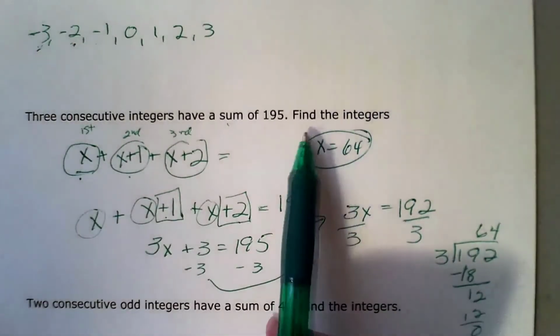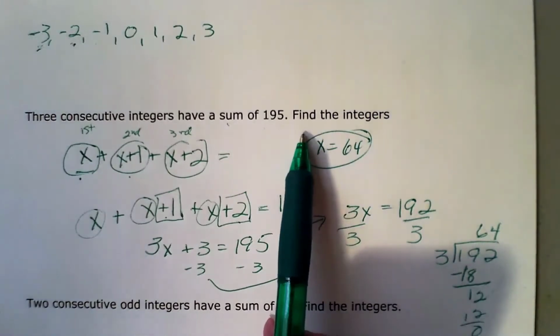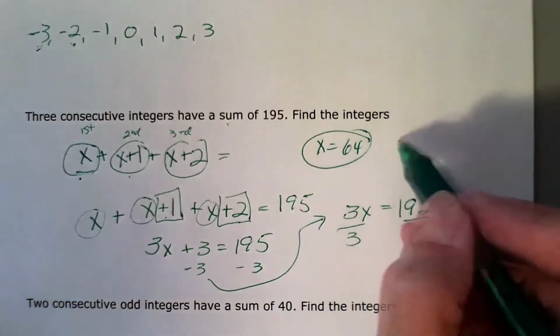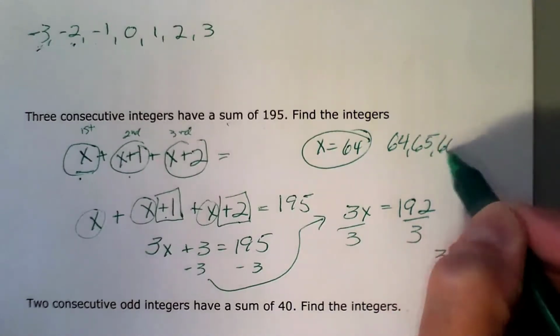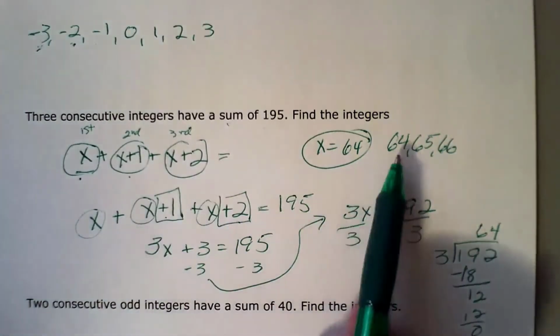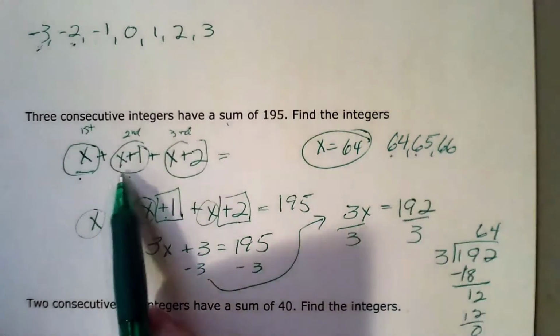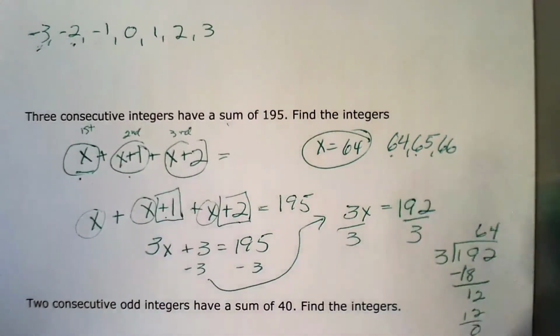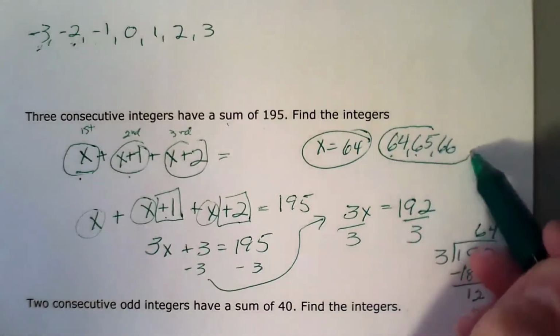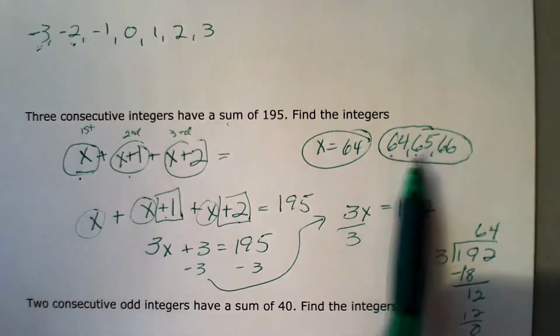No, it says find the integers. So if I want 3 consecutive integers, it's going to be 64, 65, and 66. Because I have x is the first, x plus 1 is the second, x plus 2 is the third. So my 3 consecutive integers are 64, 65, 66.